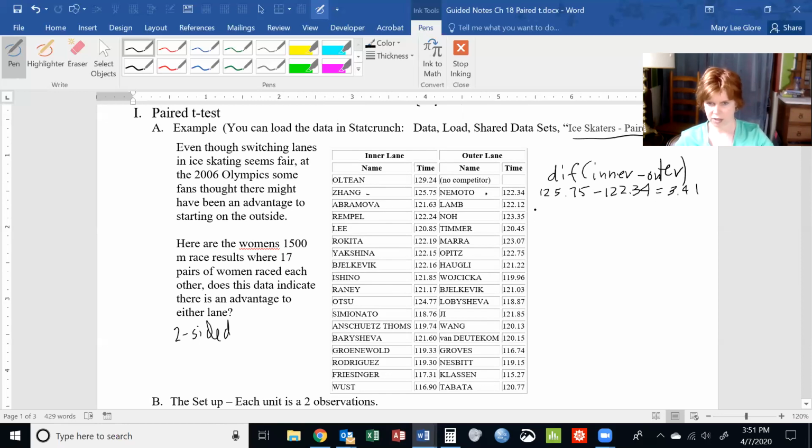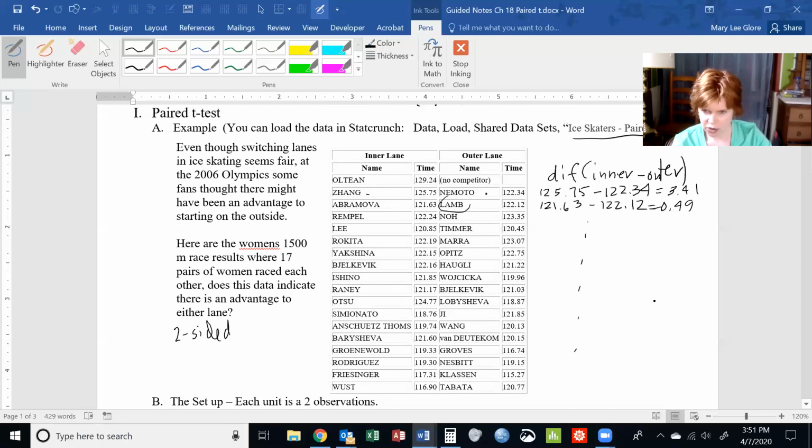And then on the next one, the difference, this is 121.63 minus 122.12, and that equals 0.49. And so that's almost a half second. So this time, Lamb took longer. So this was the longer guy. So Lamb took, this is a negative. Lamb took about a half second longer to finish than Abamova. All right, and etc. I have 17 of those.